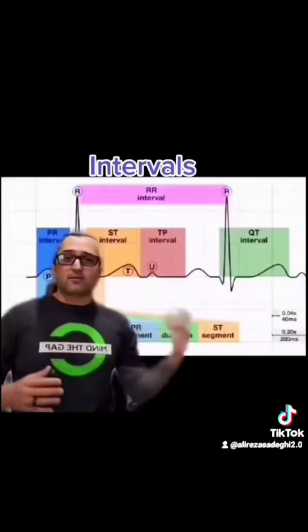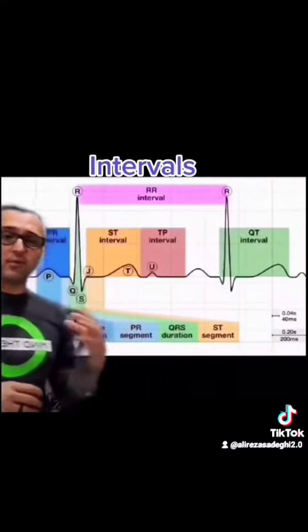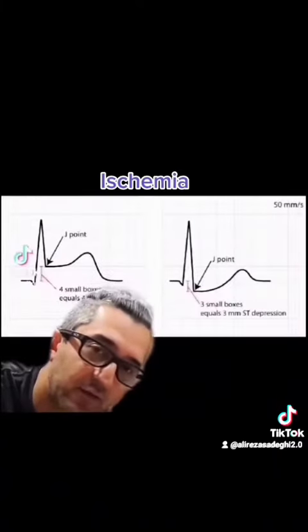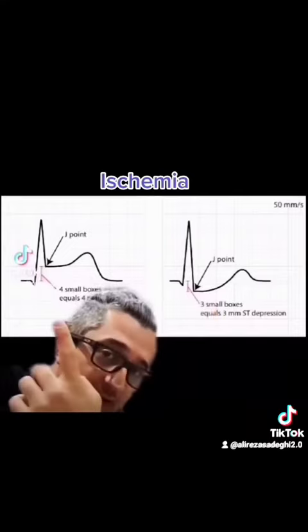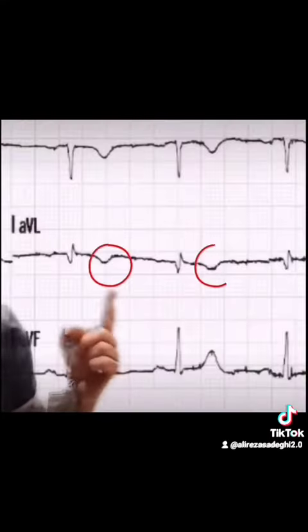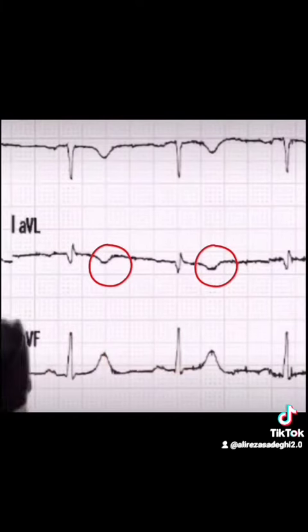The first I is for intervals, so make sure all your intervals are within normal limits. Think about AV blocks. And finally, the last I is for ischemia, so look for ST segment depression or elevation, hyperacute T waves, or inverted T waves in lead aVL, which is oftentimes the very first sign of an inferior wall MI.